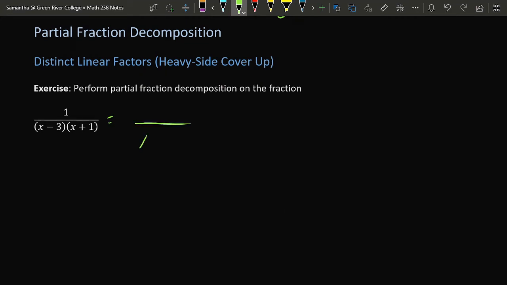Heaviside cover-up method says, I want to split this fraction into 2 simpler fractions, one of which has a denominator of x minus 3, and one of which has a denominator of x plus 1. Now, what number should I put in the numerator of each fraction in order to make the decomposed side equal to the original fraction? In the Heaviside cover-up method, you can ask yourself what value of x would cause this denominator to zero out. The value of x that would cause that denominator to zero out is x equals 3.